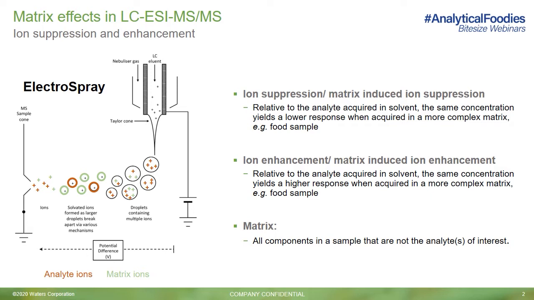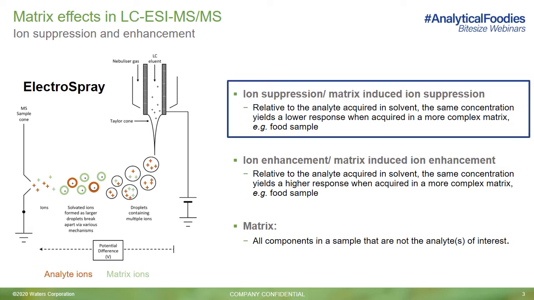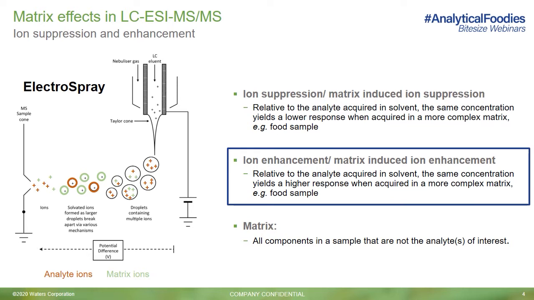This is because the matrix components impact the efficiency of droplet formation or the droplet evaporation, which are essential for efficient ionization. This in turn, of course, affects the amount of charged ions in the gas phase that reach the detector. The impact on ionization efficiency can result in two effects. One, where the analyte's response in a food sample is reduced relative to that in solvent. Or second, where the analyte's response in a food sample is amplified relative to the analyte's response in solvent.